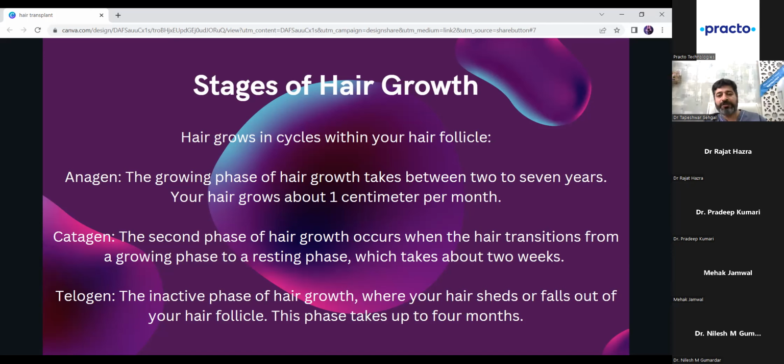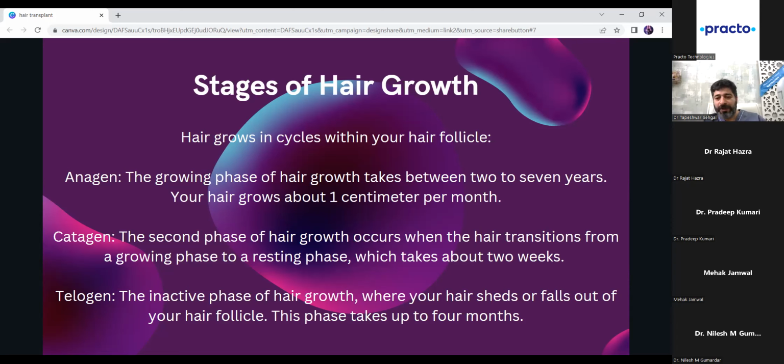Why does it take 6 months for the hair transplant to show its result? The anagen phase is the growing phase of the hair. It takes between 2 to 7 years, and the speed of the hair is just 1 centimeter per month. That's why it takes 6 to 8 months for good results to show. The second phase is catagen, when the hair transforms from the growing phase to the resting phase.